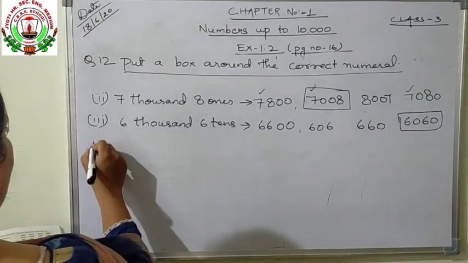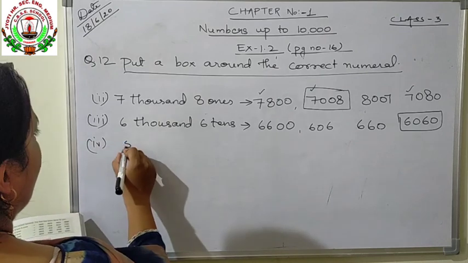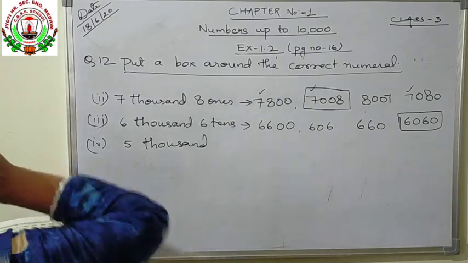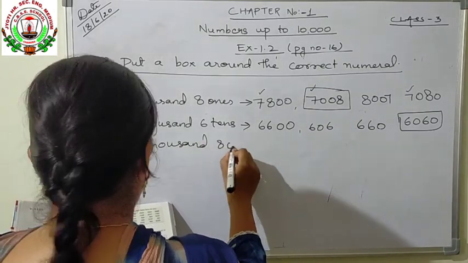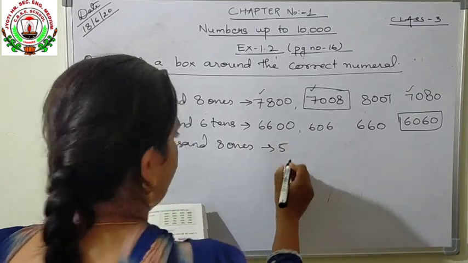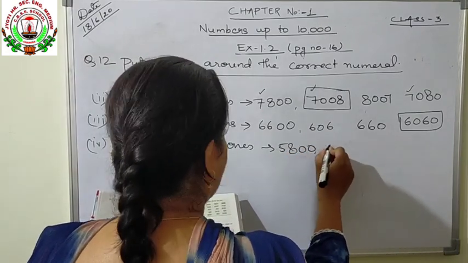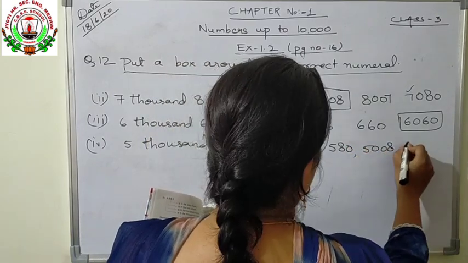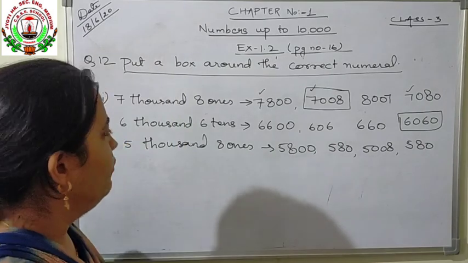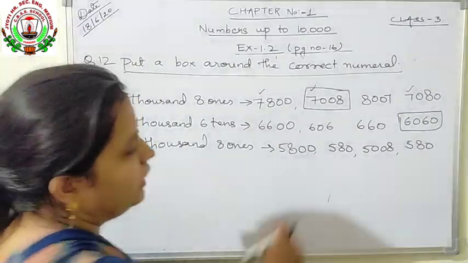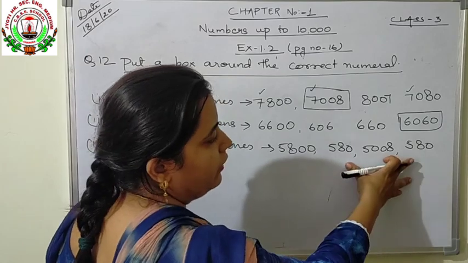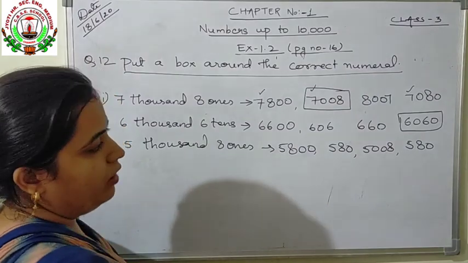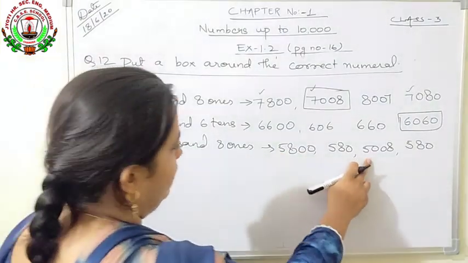Now question number 4 is 5,008 ones. What is the question? 5,008 ones. These two numbers are of 3 digits, means these are in the 100 position. So these two numbers are not possible. These two numbers are in the 5,000 position. Here it is 5,000, here it is 5,000.